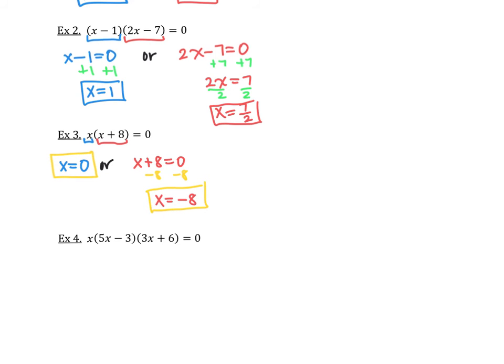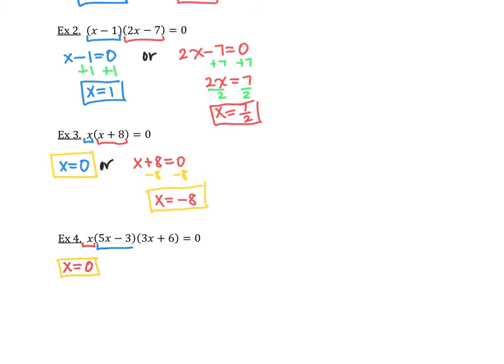Okay, one more example. For the last example, it says x times (5x minus 3) times (3x plus 6) is equal to 0. So these are all multiplied, so they're factors, and it is equal to 0, so the zero product property applies. There just happens to be three factors, which is actually going to give me three answers. So first I have this little guy here. This tells me that x equals 0, which is great because it's already solved for me.